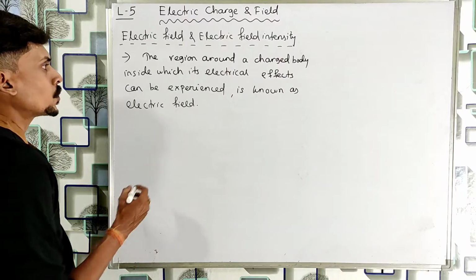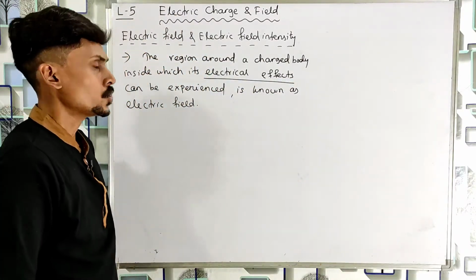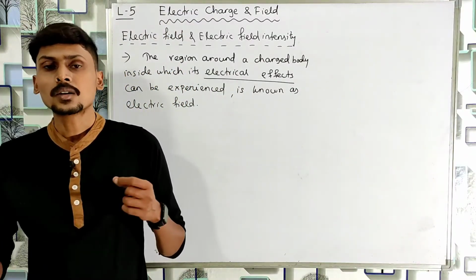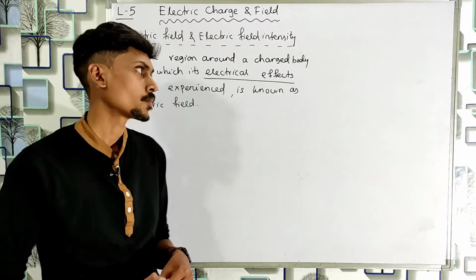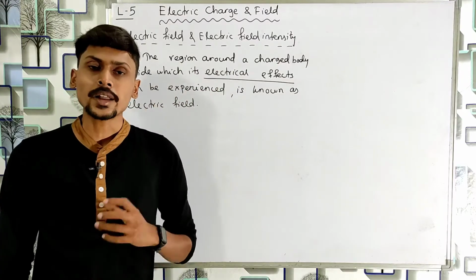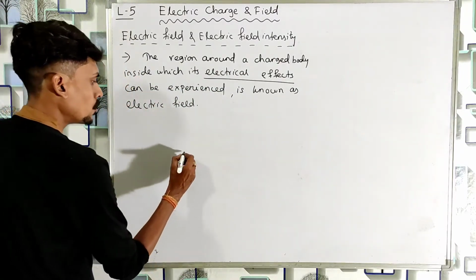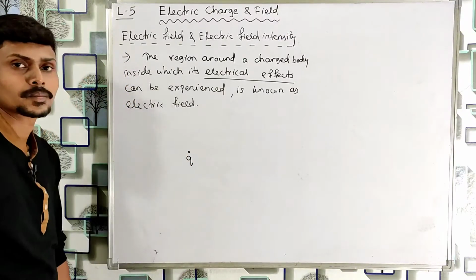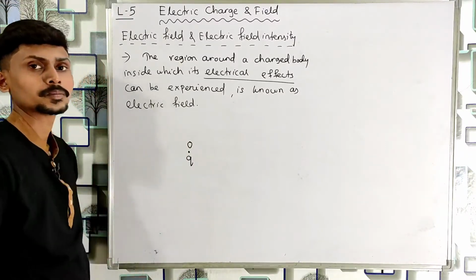So now the question is, what is the meaning of these electrical effects? So we know that whenever we have two charged particles, there is a Coulombic force. The Coulombic force may be attractive, it may be repulsive. So this electrical effect refers to the force, the interaction between the charges. Suppose I will place a charge q here. A charge small q is placed at the point O.